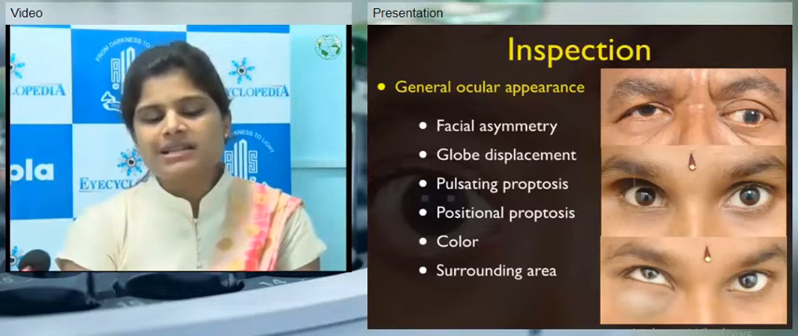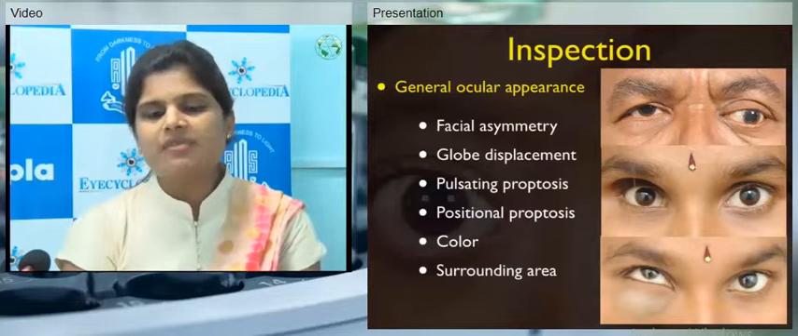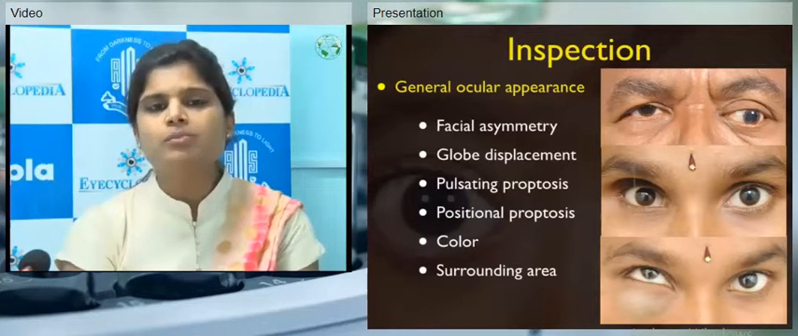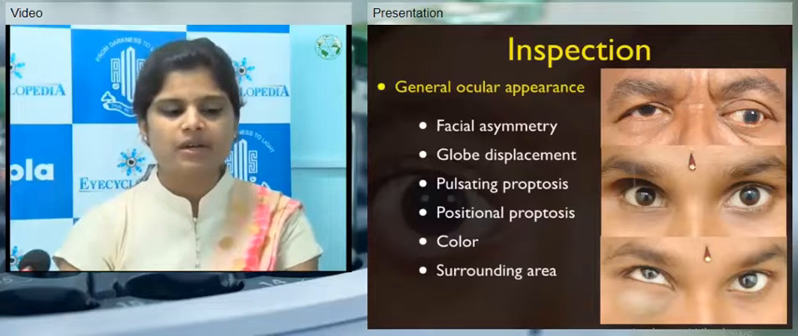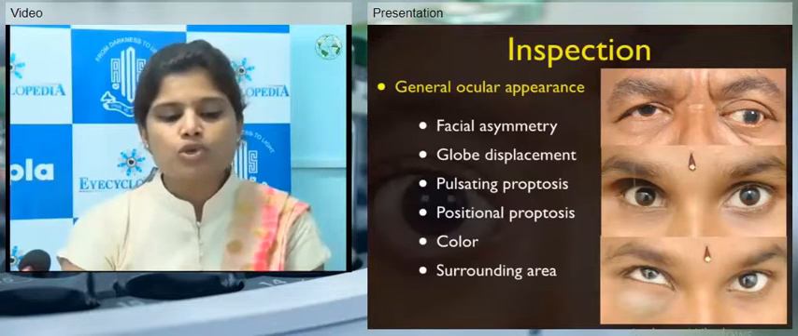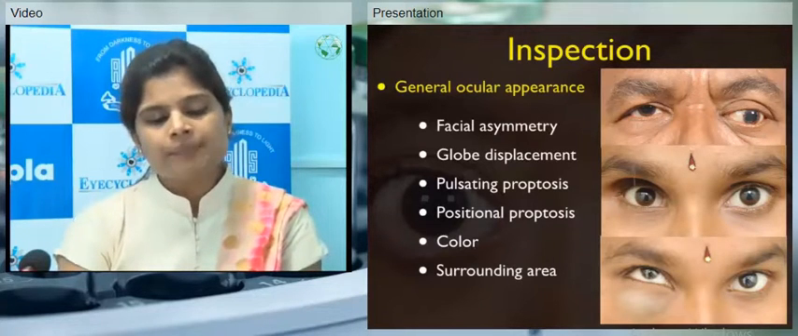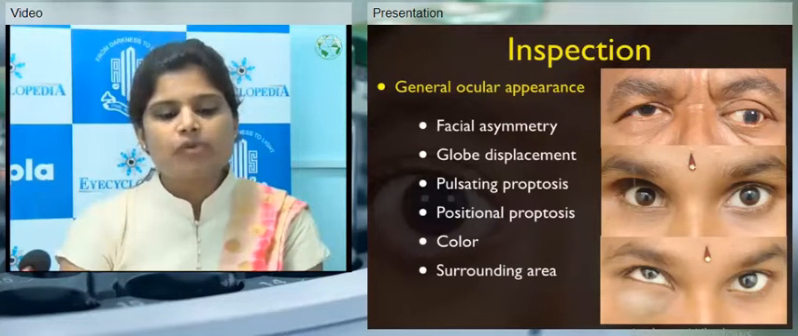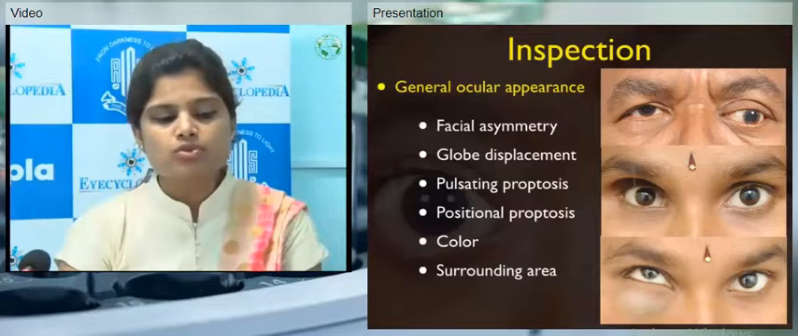And that is almost like simulating a Valsalva maneuver, and the proptosis becomes apparent, as in this case. So positional proptosis is most commonly seen in orbital varices, and that is how we can narrow down the diagnosis to this one.